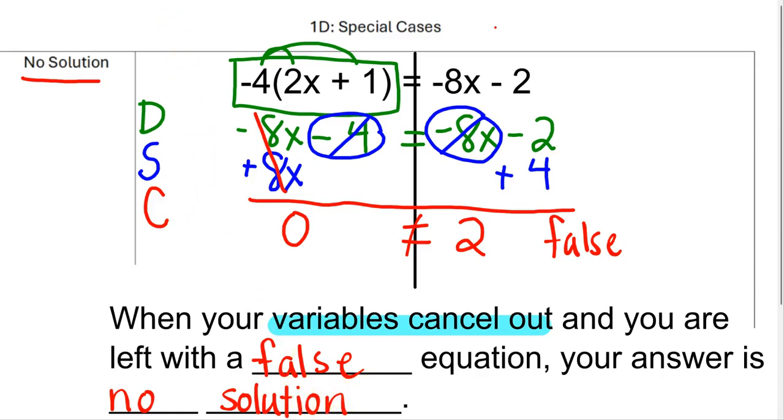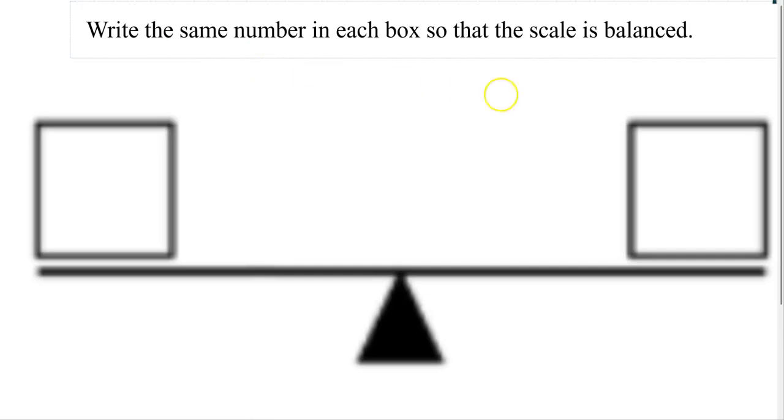All right, let's take a look at another picture model before we look at the other special case. Over here, we're going to write a number in each box so that the scale is balanced. So think about a number, and this would be algebraically like x equals x. Each of these boxes is going to represent the same value.